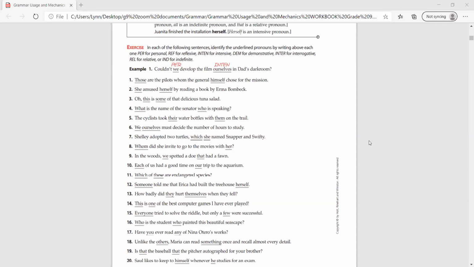All right, number two. She, personal, amused herself, reflexive, by reading a book. Oh, this is some of that delicious tuna salad. Some is demonstrative. Not this. This is demonstrative, and some, okay. Reflexive. Oh, this is some of that delicious tuna salad.